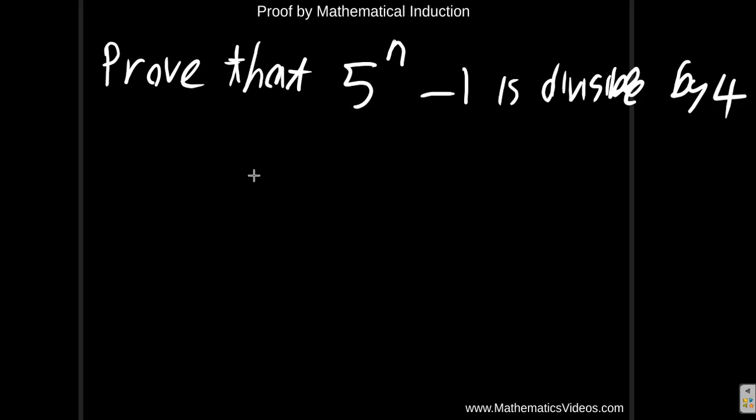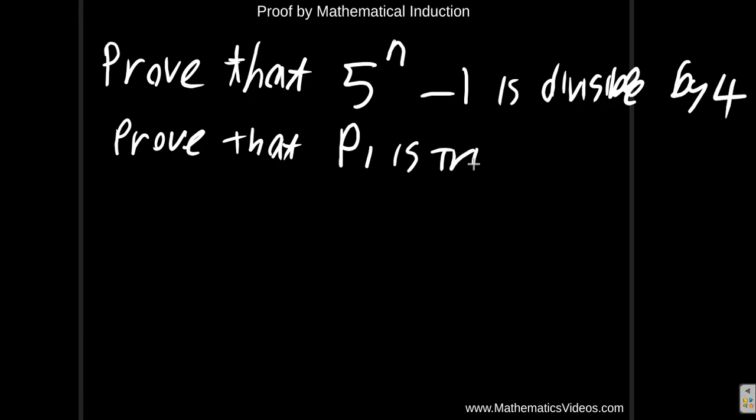We want to prove that 5 raised to the power of n minus 1 is divisible by 4. We want to do that by mathematical induction. So, let's look at it now. We will prove that this proposition, when n equals 1, is true.